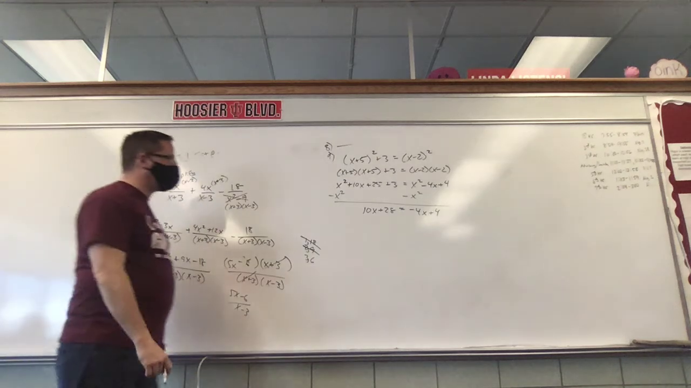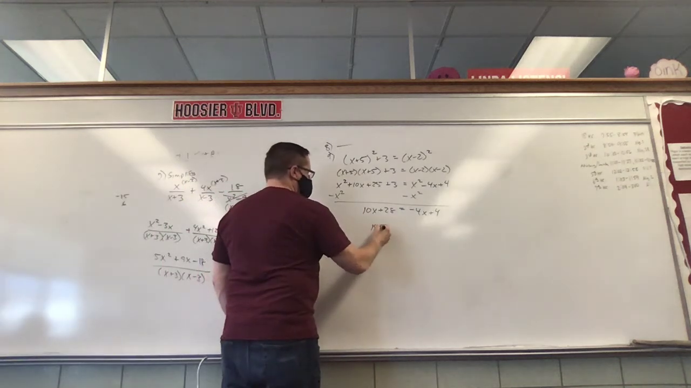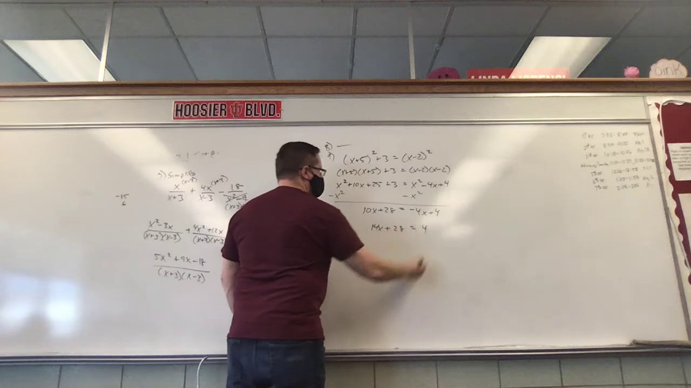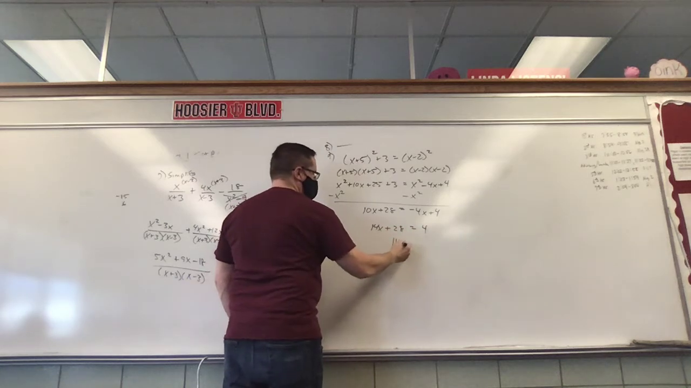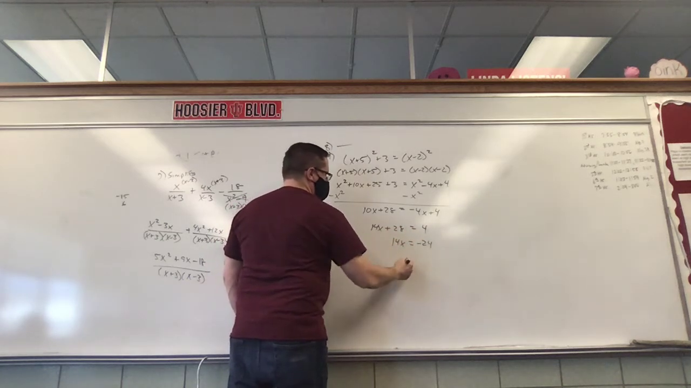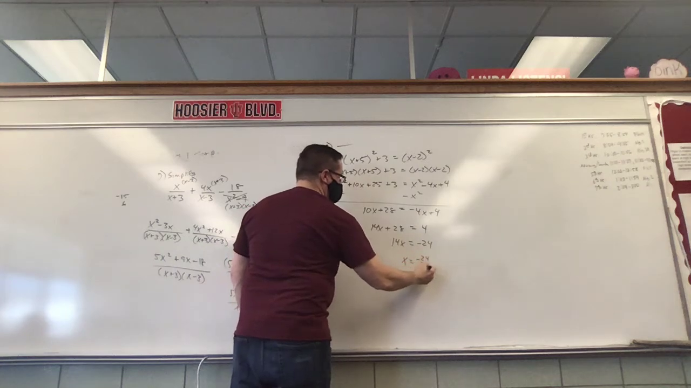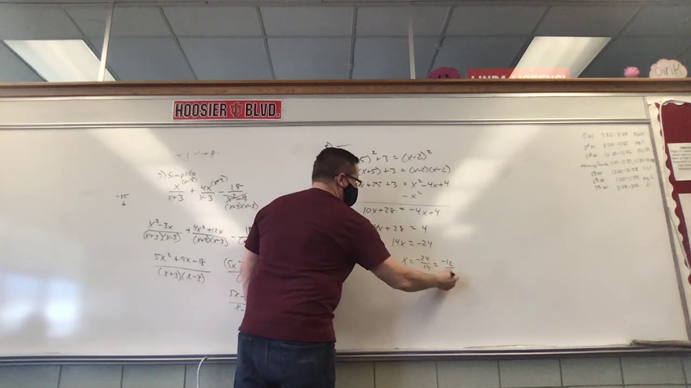Okay, then we add 4x to each side. Subtract 28 to each side. x is negative 24 over 14, which is negative 12 over 7.